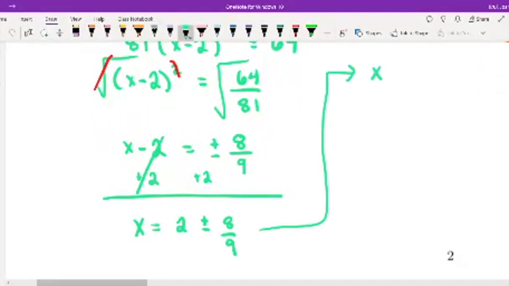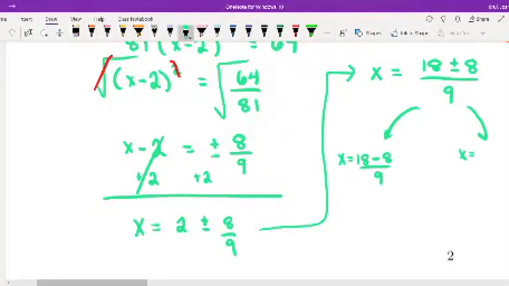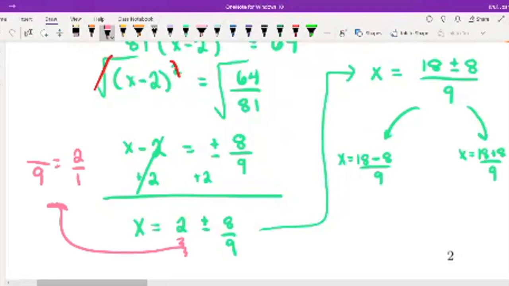So this really becomes, oops, it's not 26. Sorry about that. 18 plus or minus 8 over 9. So then we have x equals 18 minus 8 over 9, and x equals 18 plus 8 over 9. And the way we get that 18 is just taking that 2 and rewriting it as something over 9. So if you set up that proportion, you can cross multiply here to get that 18.